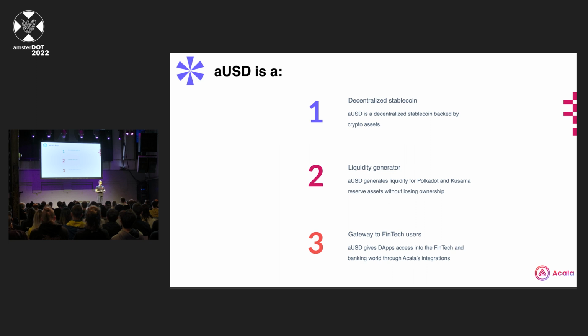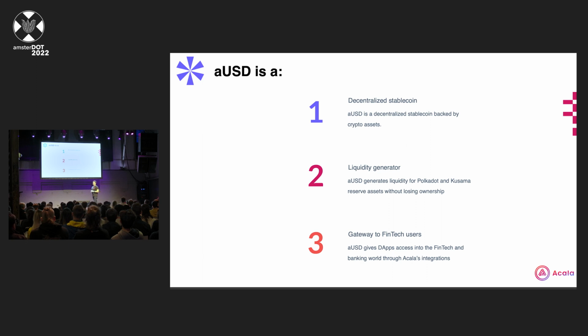At its core, aUSD can be categorized in three buckets. Number one, very obvious, it's a decentralized stablecoin. Decentralized is a key word here. This stablecoin is backed by decentralized crypto assets. It's not backed by things like fiat.